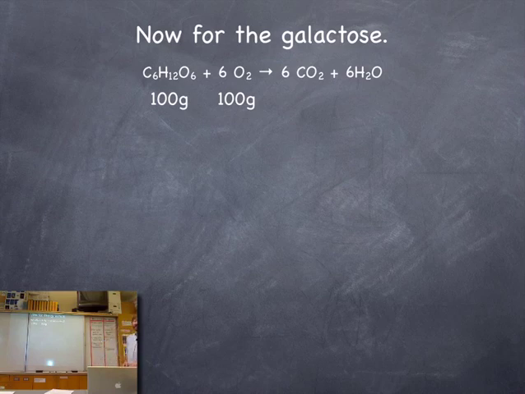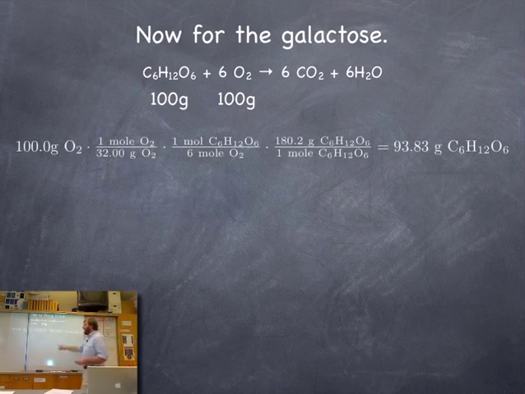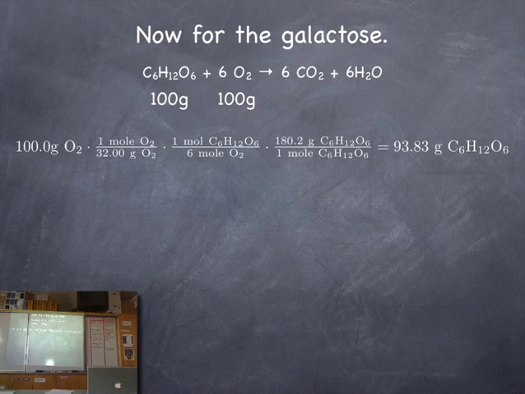All right, so our first calculation, let's say we started with oxygen. My first step is to say, hey, if I use up all the oxygen, how much galactose do I need? Okay, so I start with my 100 grams of oxygen. I convert from grams to moles. I use the mole ratio: 6 moles of oxygen to 1 mole of galactose. Remember, that comes from the balanced chemical equation. 6 to 1.